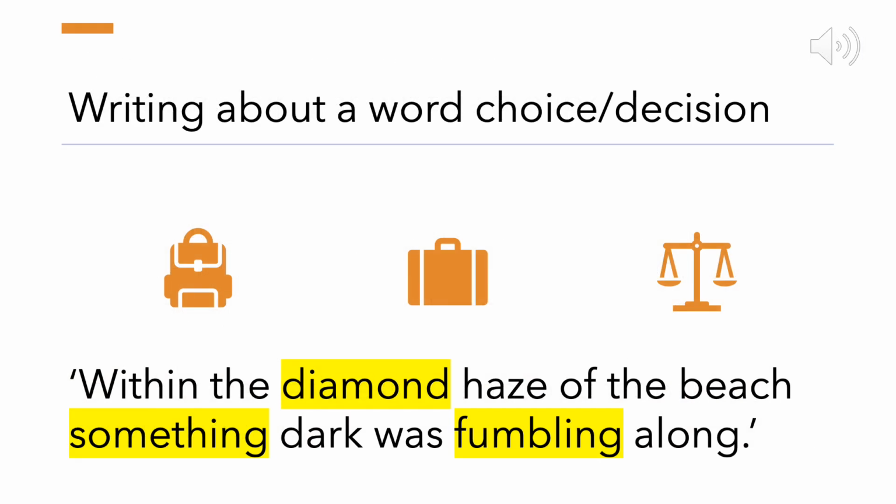So the quote I'm going to look at is within the diamond haze of the beach, something dark was fumbling along. So the three words I'm going to focus on are diamond, something, and fumbling. Now I've put the images back up there so we can remind ourselves. We need to look at historical baggage associated with a word, connotations associated with a word, and symbolism, if there is any, associated with a word. So diamond, something, and fumbling.